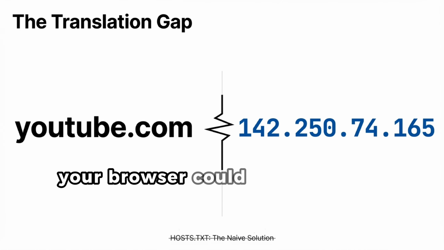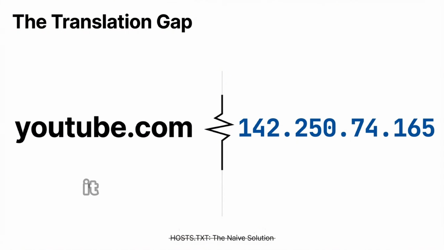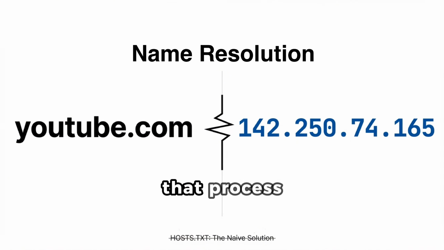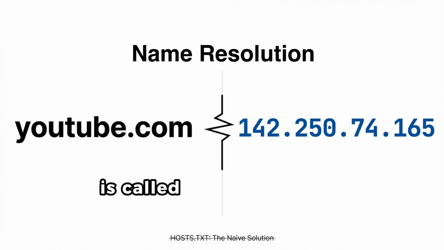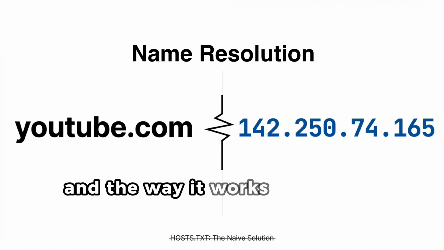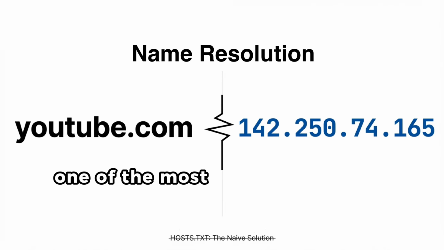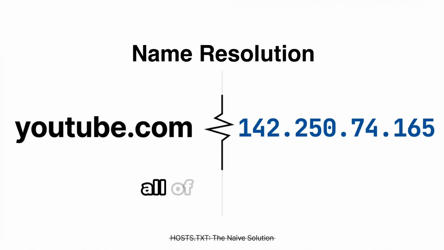So before your browser could send a single packet to YouTube, it had to go find the address. It had to ask someone. That process, taking a name and finding the address it maps to, is called name resolution. And the way it works is, honestly, one of the most cleverly designed systems in all of computing.